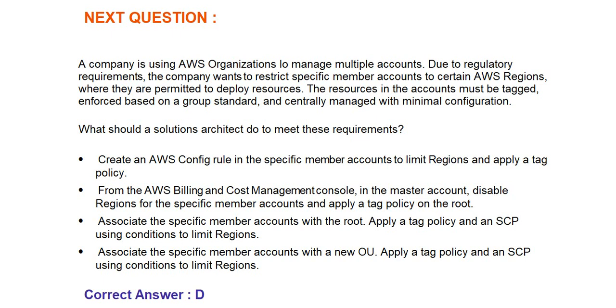Correct answer is option D. Associate the specific member accounts with a new OU. Apply a tag policy and an SCP using conditions to limit regions.